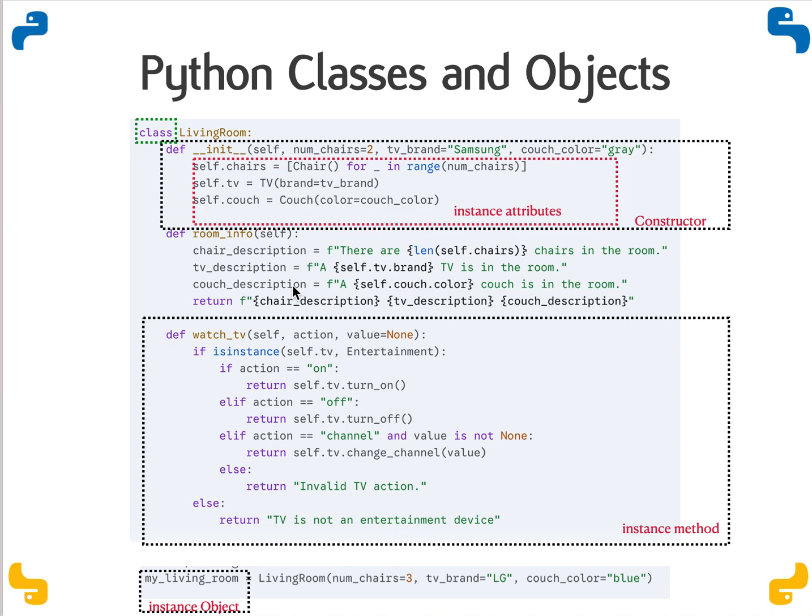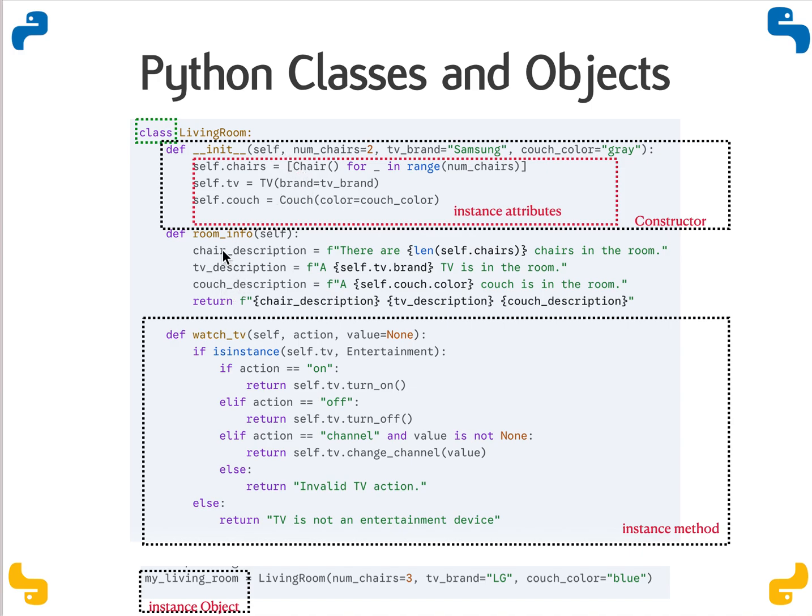This slide shows the definition of a class called LivingRoom. The first key part of this class is the init method. It is automatically executed whenever we create a new LivingRoom object. So this is our constructor. Inside of the constructor, we are setting up the initial state of our living room, the instance attributes.